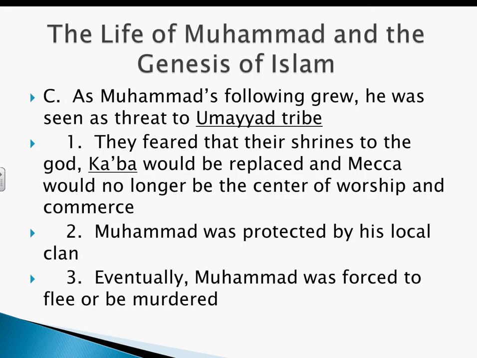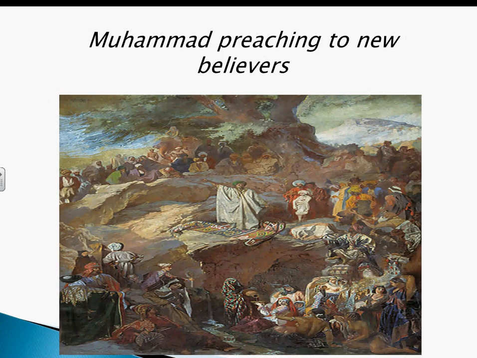The Umayyad tribe, which he is related to, fears that this new religion that he's coming up with may replace their gods, their idols, at the Kaaba. And they're fearing that they will not be the center of worship and commerce. So eventually Muhammad is forced out or be murdered. Muhammad preaches to the new believers, particularly at Medina.